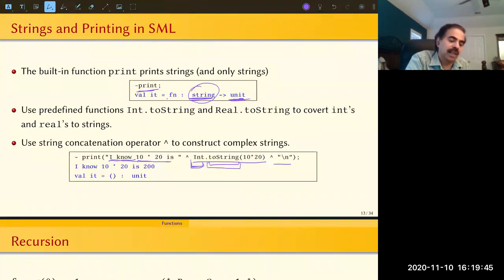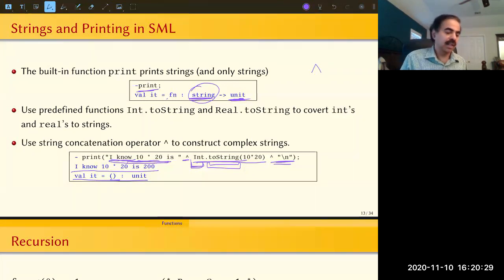So that's why you are taking this string, concatenating it. So this operator, the caret operator, is a concatenation operator. So you're concatenating the string with this integer, and then ultimately you're also concatenating it with a new line character, so that after printing it goes to the next line, right? So when you do that, it'll print something like this: I know 10 times 20 is 200, and then it goes to the next line, and now it prints the value that's returned by print, which is nothing, right? And so that's what it says.